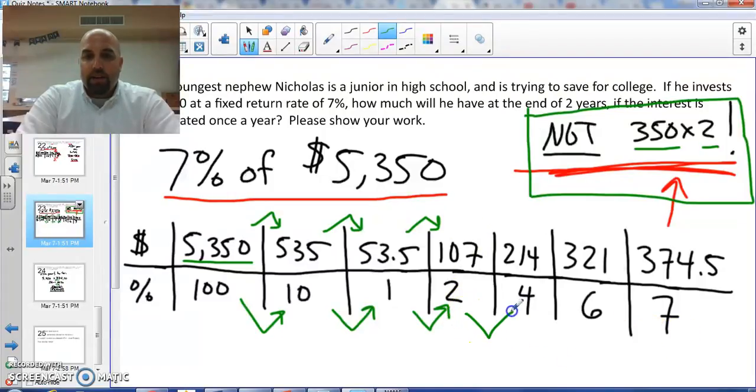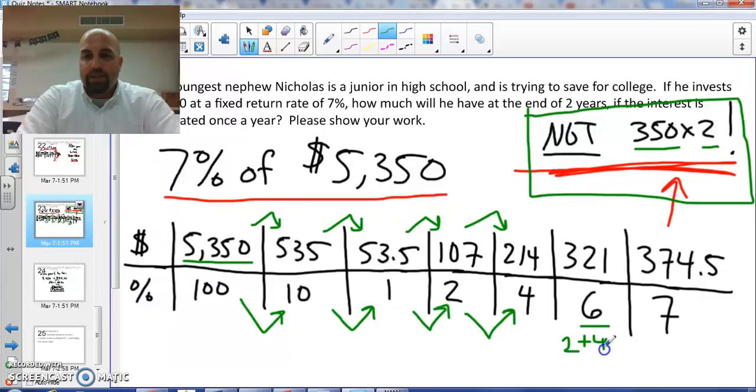So I'm going to find what 4 is, because it's easy for me to double. From 2 to 4, 2 times 2, it's easy to double 107. 100 times 2 is 200. 7 times 2 is 14. So 4% is 214. Well, I know 2 and I know 4. If I want to find 6, I can just add my 2% plus my 4%.